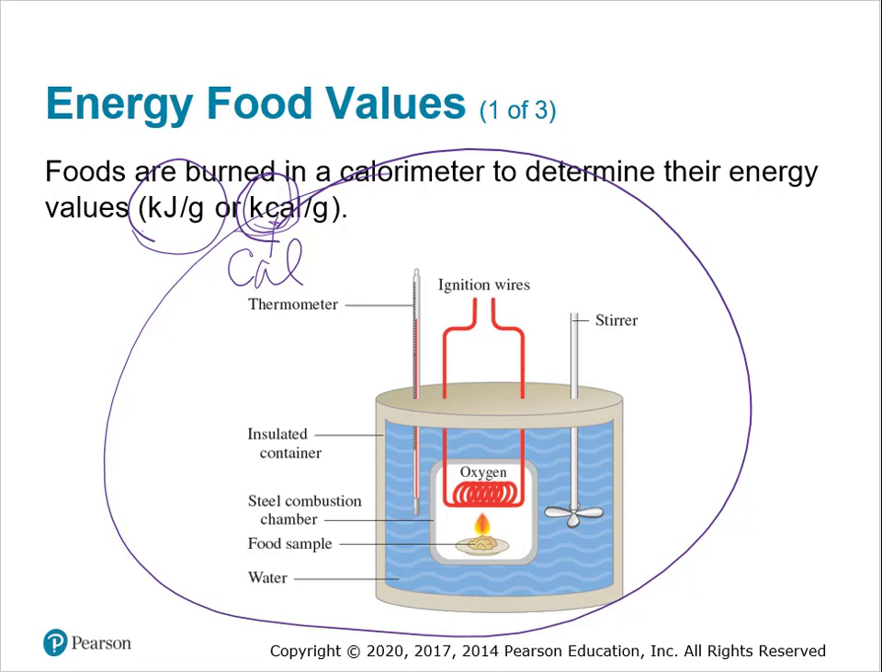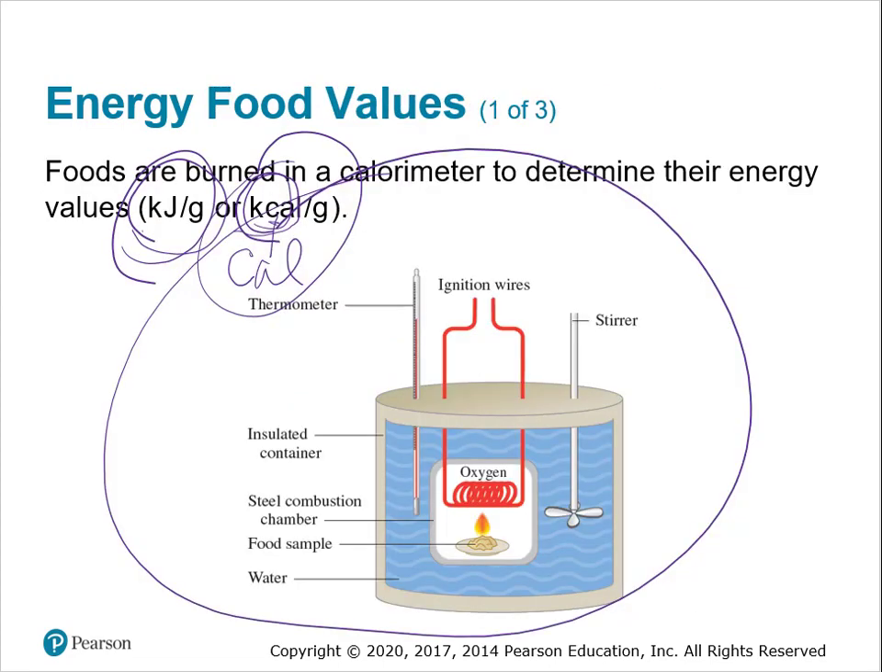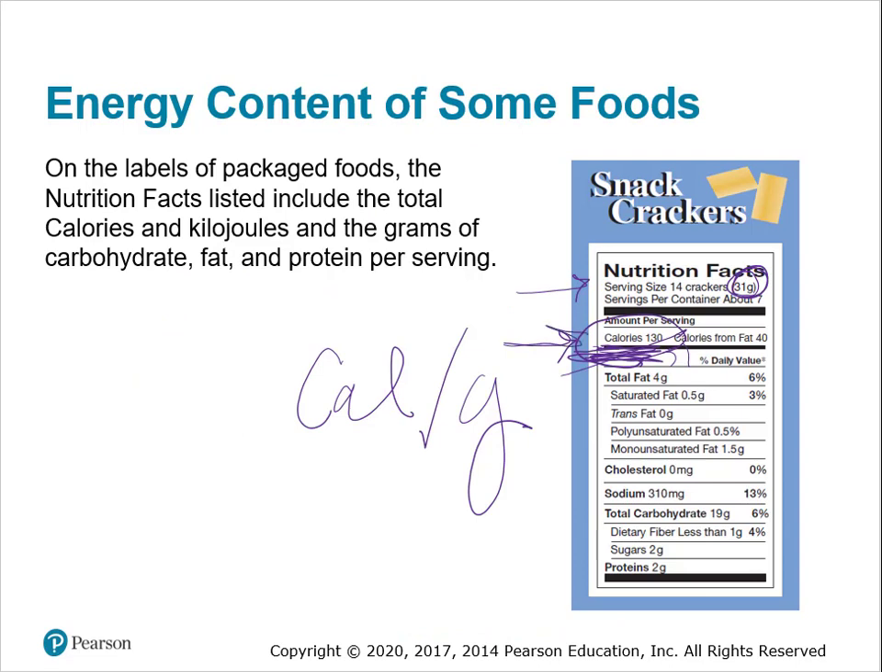And now when we do this, we find the amount of calories per gram. So notice up here that the amount of calories is 130 calories, but for what? Up here it says the serving size is about 14 crackers, which is 31 grams. So we're able to take calories and then do per gram. So 130 divided by 31 grams gives us a unit of calories per gram. Now, in other countries, we would not see a nutrition label that says calories of 130. You would see a nutrition fact with labels of kilojoules instead of calories.